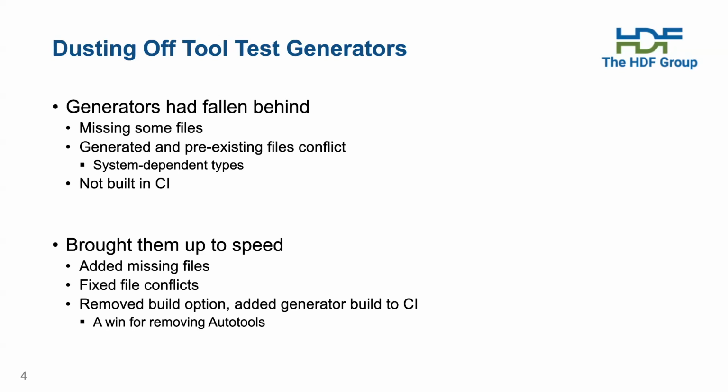So those have all been now brought up to speed. The missing files have been added back in, file conflicts have been made consistent, so now generated files will match the ones that are just in the repo by default. And the build option has actually been removed entirely. So now these generator scripts are created by default. The initial reason for putting that behind an option in the first place was that when doing this with autotools, that imposed some additional requirements with static linking. But since autotools has been removed, we no longer have to worry about that. So this is a very slight simplification of the build, which we can call, I think, a win for removing autotools.